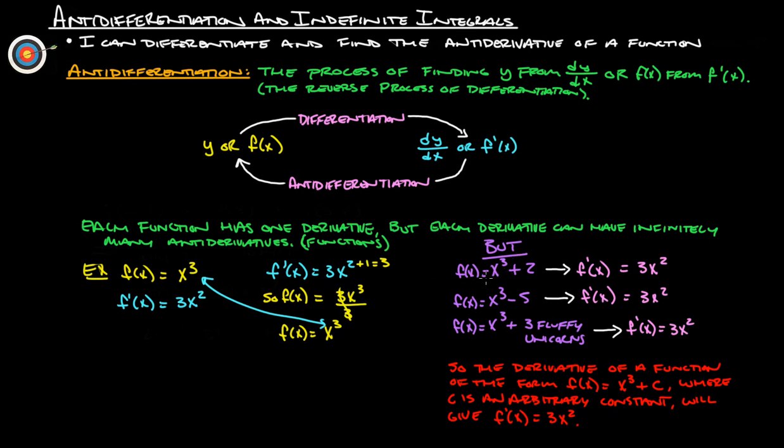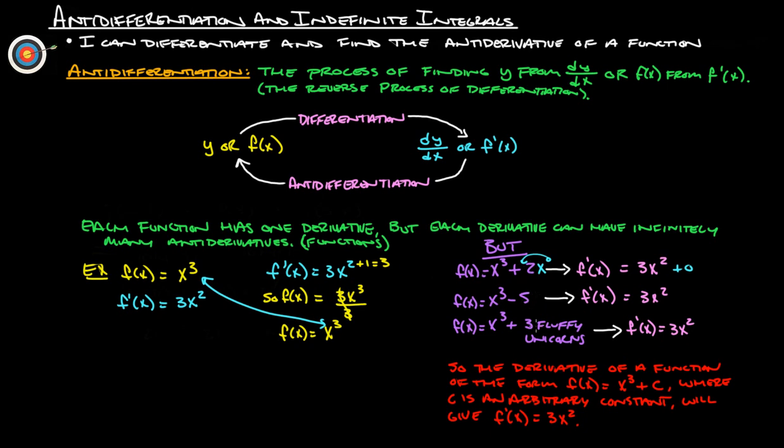But here's the thing. If you have the original function of x cubed plus 2, you take the derivative of that. The x cubed, we know, turns into 3x squared, right? But this plus 2 gets lost, right? Because really that's plus 2x to the 0 power. 0 times 2 gives us 0, so that's really plus 0, which disappears. We don't write that. Same thing if we have x cubed minus 5. If we differentiate that, we end up with just 3x squared, and this minus 5 disappears. Same thing with x cubed plus 3 fluffy unicorns. It's going to be just 3x squared.